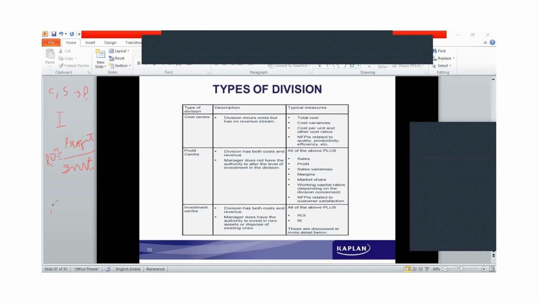Then we have the next formula called RI. The full form of RI is residual income. Residual means leftover or remaining. That's the meaning of residual. So the residual income formula is about the profit which is considered, operating income or operating profit. We also call this EBIT. So from the EBIT, the cost of capital is deducted. Now cost of capital has to be paid to the investors, to the debt holders, to the equity holders.